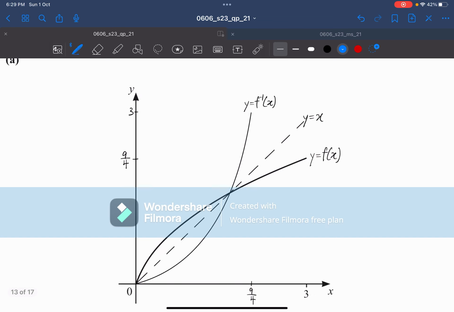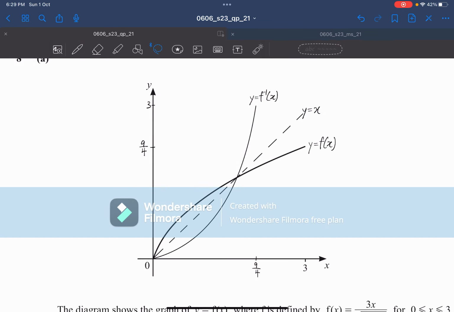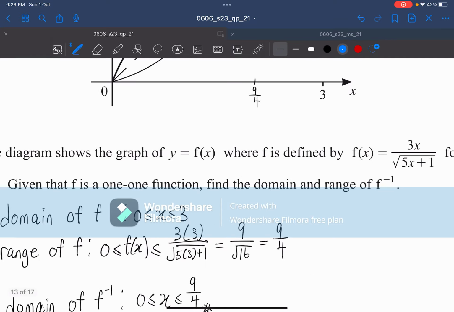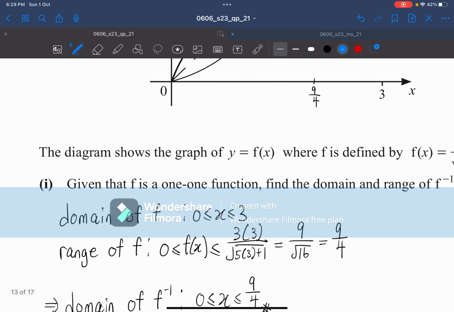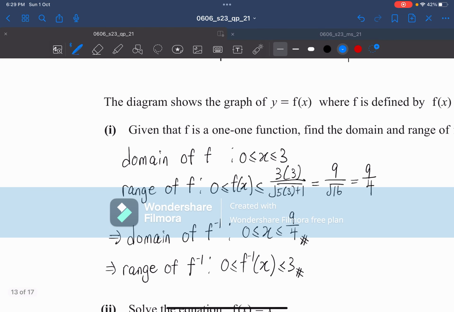In this case, if I just look at the graph that was given to us, we know that the highest point, the highest range, is going to be at x equals 3, so that's what I did. So the range of f is going to be between 0 and the value of the equation of the graph when I substitute x equals 3, and you get 9 over 4. So that's the range. So this implies, just flip it the other way.